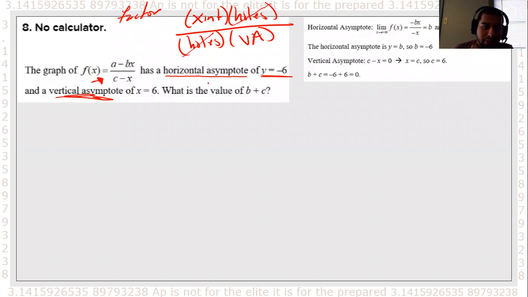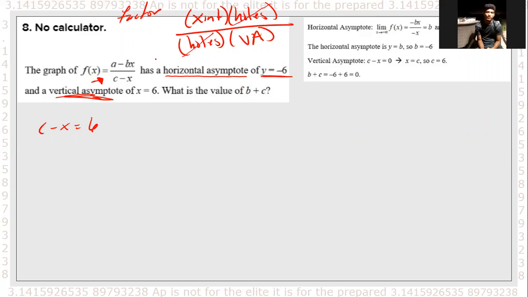Okay, so if c minus x equals 6, we're going to find out this right here. And then the horizontal asymptote is found by the degree. So for the horizontal asymptote, as we go to very, very high numbers, it's going to reach this y equals -6. So pretty much right here. As it goes to negative infinity or positive infinity, the function goes to -6.